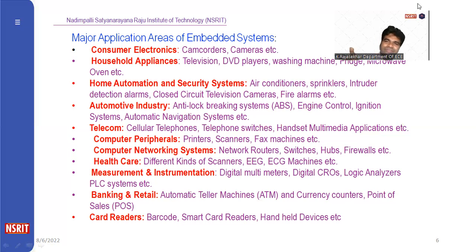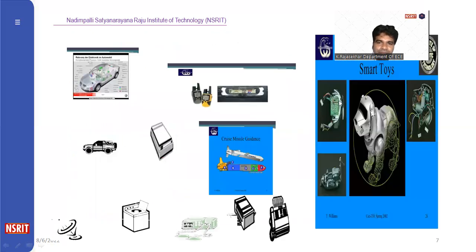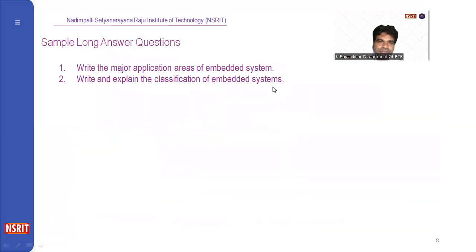All these are the different application areas of the embedded system. These are some examples of embedded products in different areas. So these are the questions coming from this topic. What are the major application areas of the embedded system? Write and explain the classification of the embedded system.